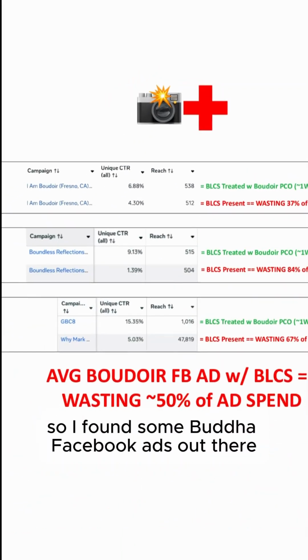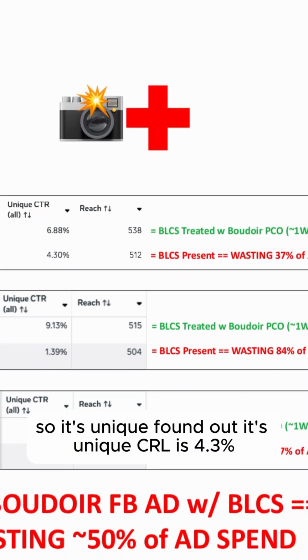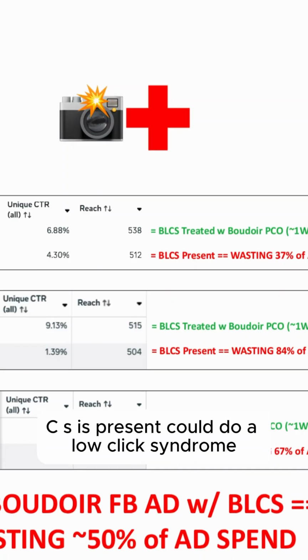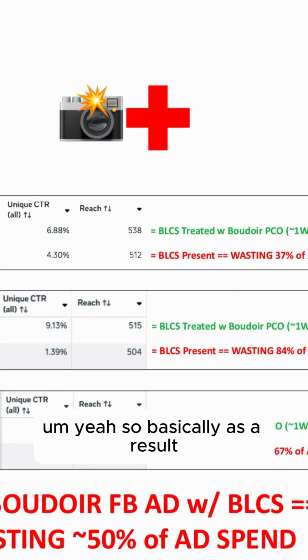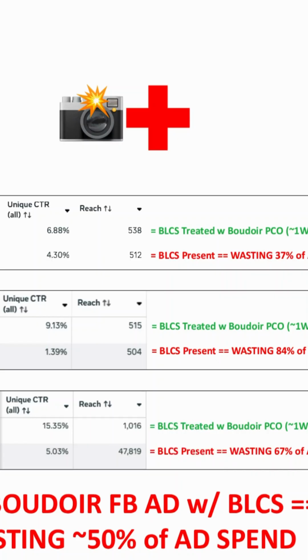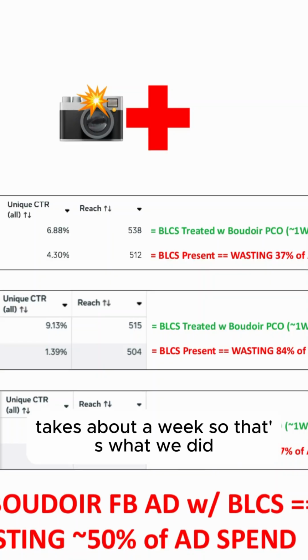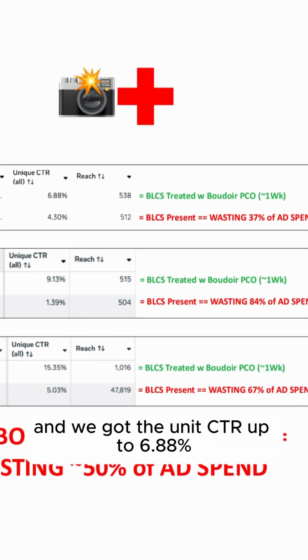So that's our universe. Now here onto my residency. So I found some Boudoir Facebook ads out there, brought them to the hospital, tested them. First one up, found out its unique CTR is 4.3%. So I discovered that BLCS is present, Boudoir low click syndrome. And as a result, we know we can treat this with Boudoir Pico. Takes about a week. So that's what we did. Treated it with Boudoir Pico, took about a week. And we got the unique CTR up to 6.88%.